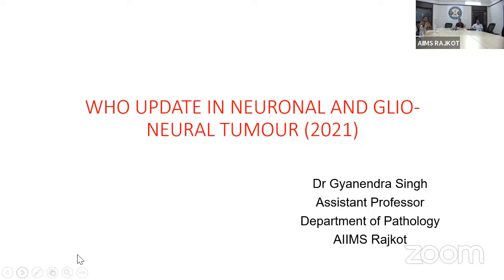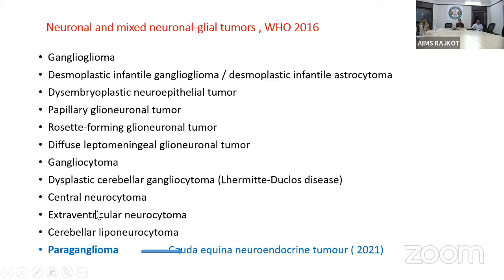So in this session, we will discuss the newly updated classification of neuronal and glioneuronal tumors in the 5th edition of the WHO classification of CNS tumors. So this is the 2016 classification of WHO CNS tumors in neuronal and mixed neuroglial tumors.